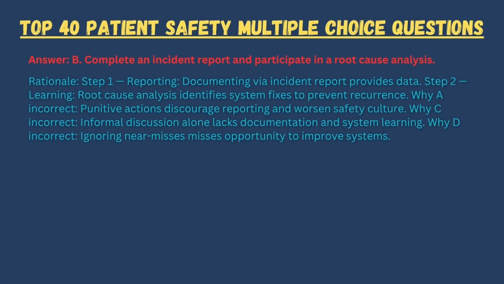Answer. B. Complete an incident report and participate in a root cause analysis. Rationale. Step 1. Reporting. Documenting via incident report provides data. Step 2. Learning. Root cause analysis identifies system fixes to prevent recurrence. Why A. Incorrect. Punitive actions discourage reporting and worsen safety culture. Why C. Incorrect. Informal discussion alone lacks documentation and system learning. Why D. Incorrect. Ignoring near misses wastes opportunity to improve systems.